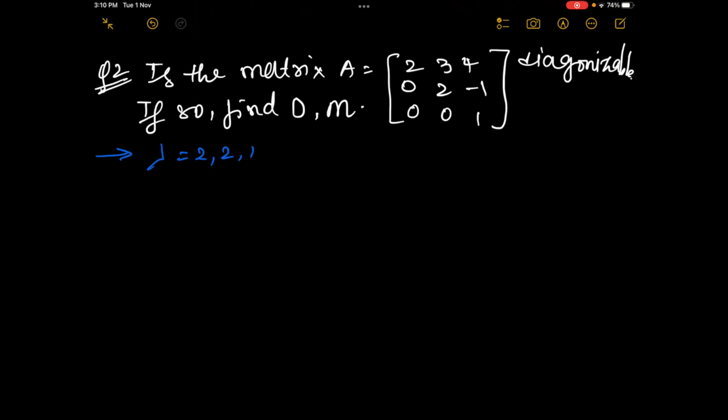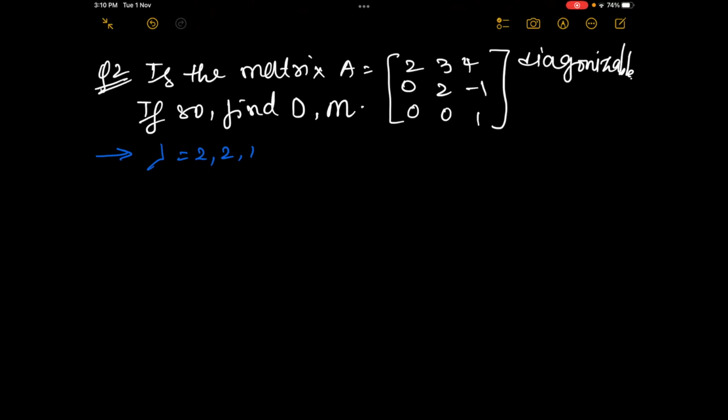Hey guys, I hope you all have watched the previous video where I talked about how we will solve the diagonalization problem when we have got a unique eigenvalue. In this video, we will be understanding how to solve the diagonalization problem when the eigenvalues are the same. So starting with the next question: is the matrix A diagonalizable or not?